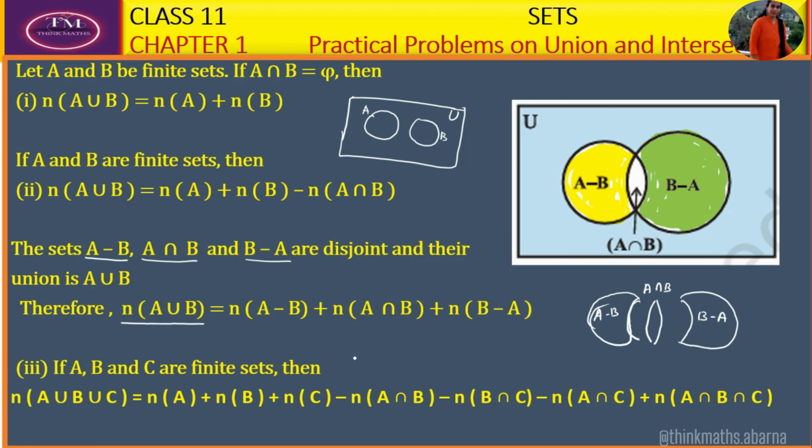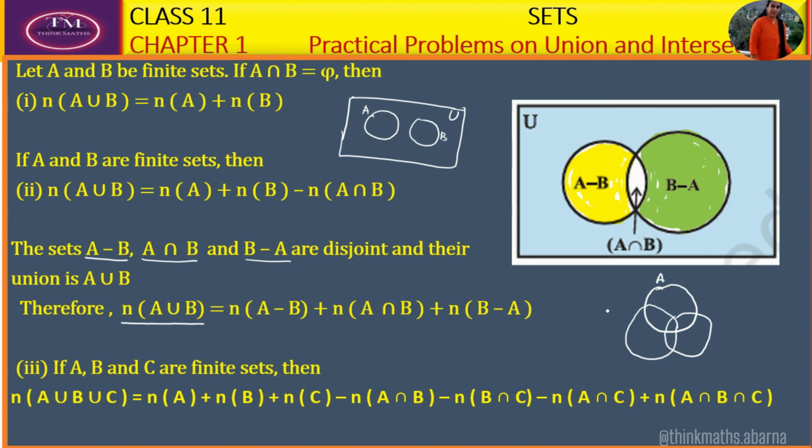If there are three sets, then n of A union B union C is n of A plus n of B plus n of C minus n of A intersection B minus n of B intersection C minus n of A intersection C plus n of A intersection B intersection C. How to draw the Venn diagram for three sets? It will be in this form: 1, 2, and 3.